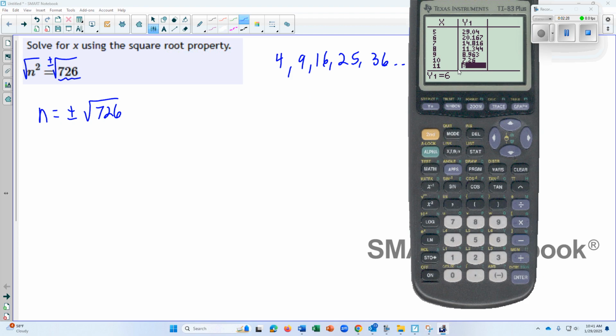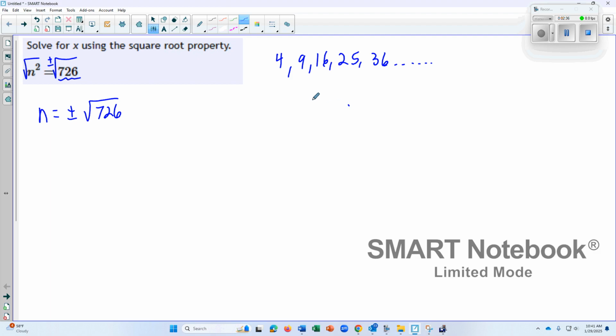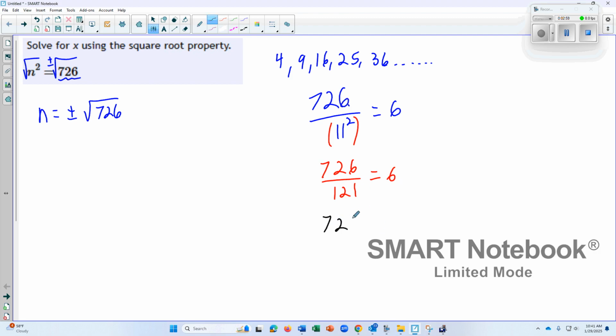So it's divisible by 11 squared, and the result is 6. So what is 11 squared? Because what I essentially did in the calculator is I took 726, divided it by 11 squared, and I got 6, right? And so that would mean that 11 squared, if you put that in your calculator, that's 121. So 726 divided by 121 equals 6, okay? And so what that means is that 726 is equal to 6 times 121. If I were to multiply both sides by 121, that's what I would end up with.